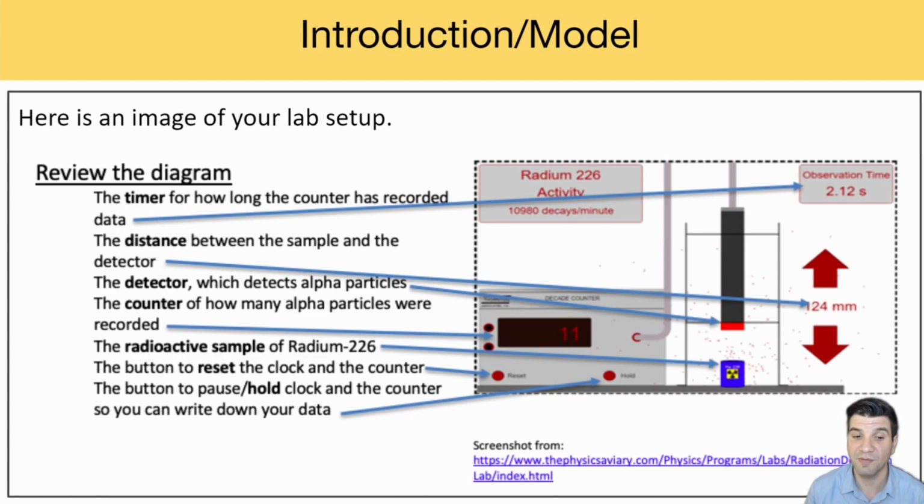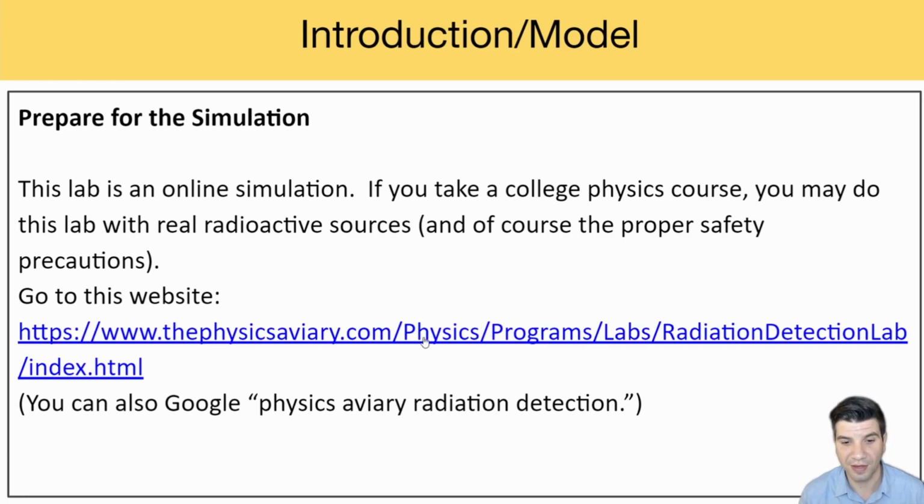You have the name of the radioactive sample. You have the button to reset the clock and the counter. And you have a pause button that you could really hold the clock and the counter so you could write down your data. So these numbers aren't changing on you. All right, so let's go to the site now.